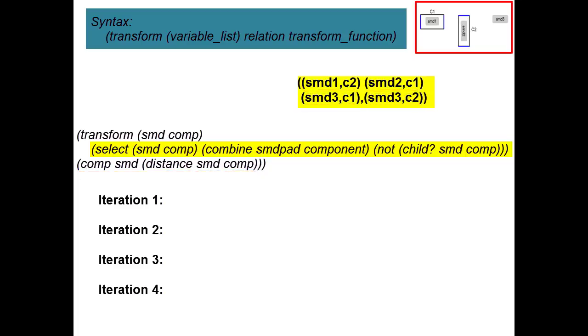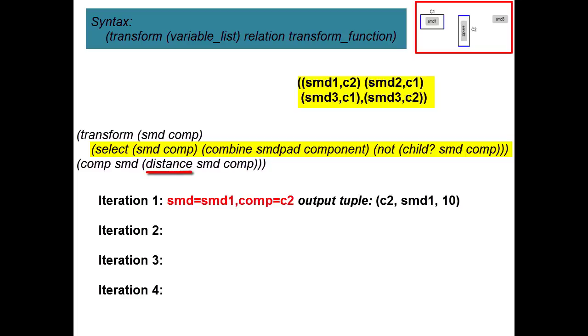For the first iteration, the SMD1 object will be assigned to the SMD variable, and the C2 object will be assigned to the comp variable. The tuple for the first iteration will be the object stored in the variable comp, the object C2, the object stored in the variable SMD, the object SMD1, then the number returned by the distance measurement, the distance from the object stored in SMD, the object SMD1, to the object stored in the variable comp, the object C2.